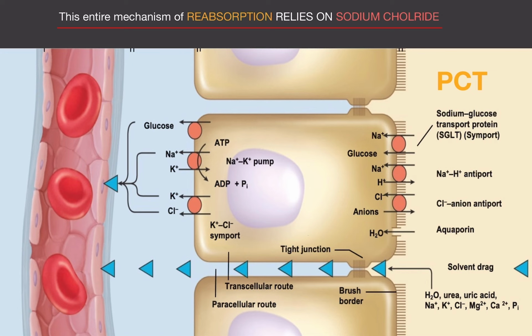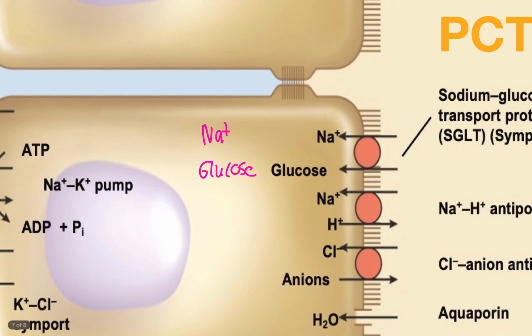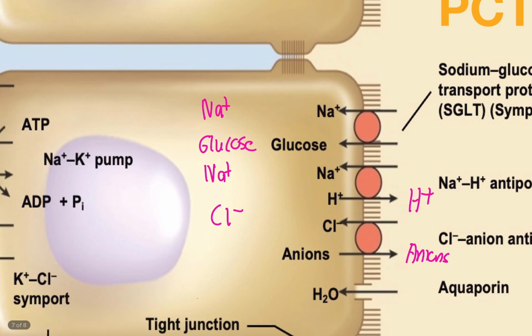Okay, so let's take account of what we have now. That's the end of phase 1, like I like to call it. So here we have sodium. Now we have glucose in here. We have another sodium molecule here. We have a hydrogen ion outside. We have a chloride ion inside. And ions outside here in the fluid, and water.